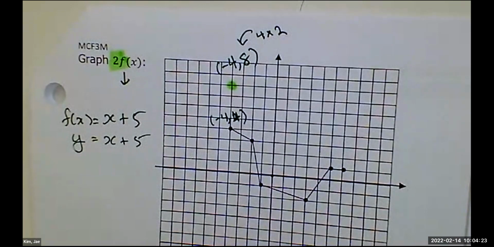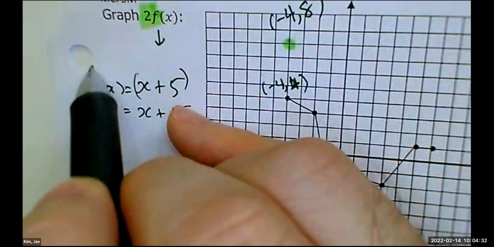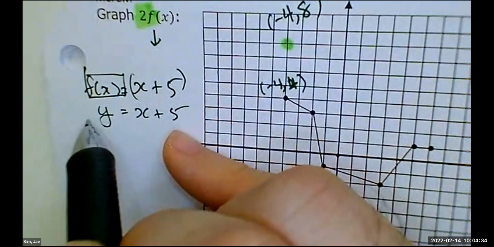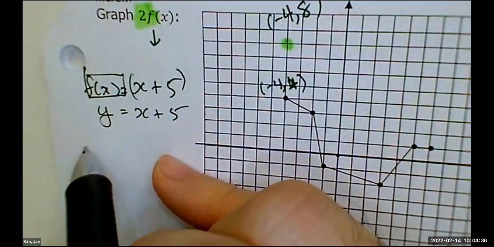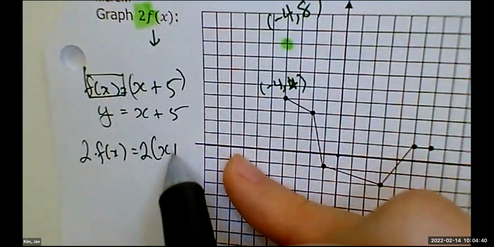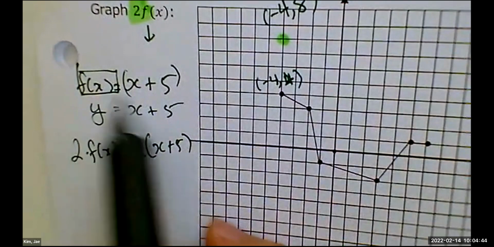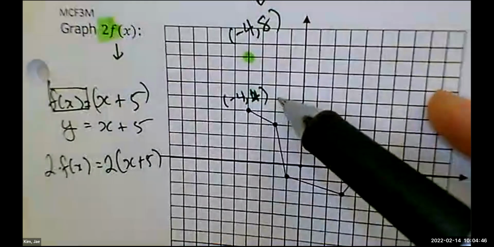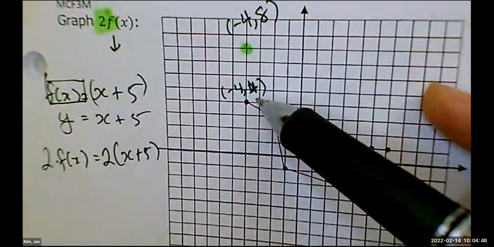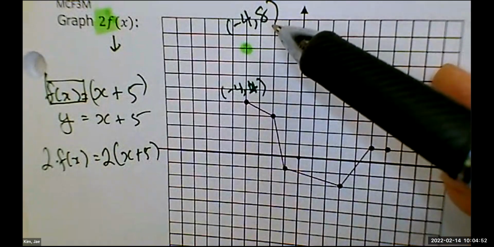Yes, Charlie. No, it was just a random equation, right? Right, so if I said 2 times f of x, that's like saying 2 times x plus 5. You're essentially just multiplying whatever the y value is. That's why I want to show you that the y value originally was a 4. Now the y value is 8.